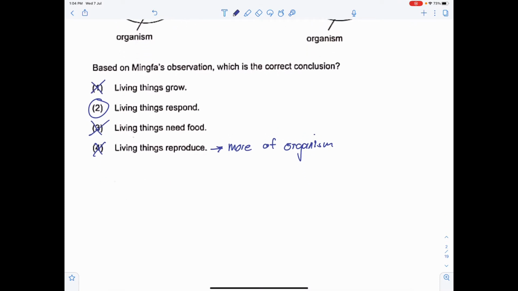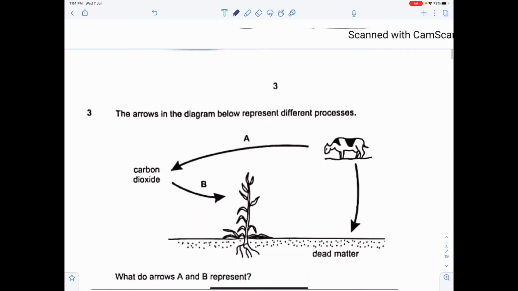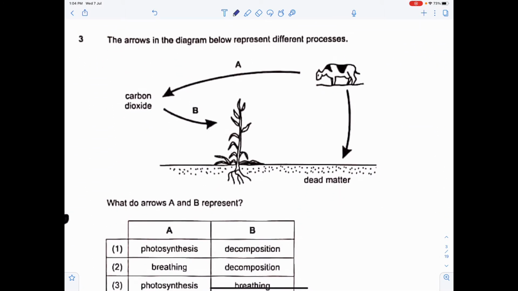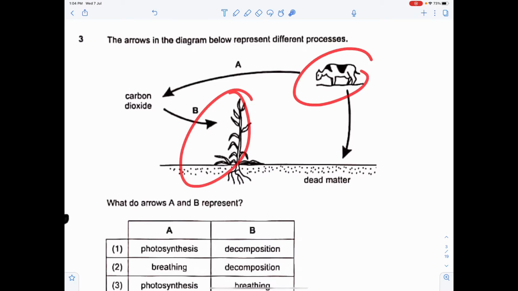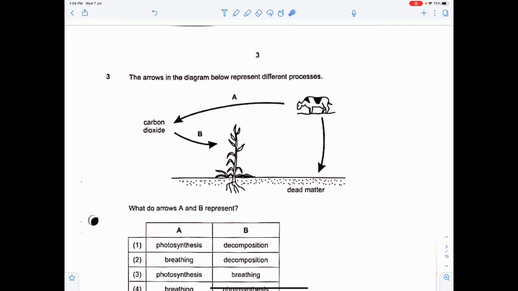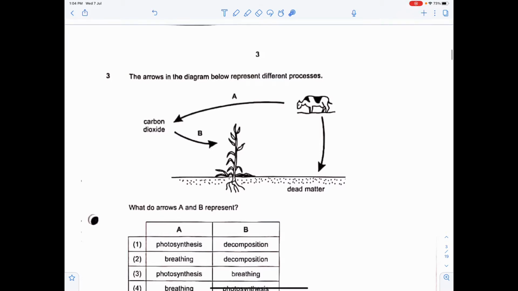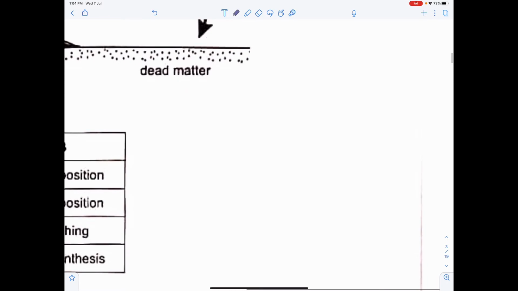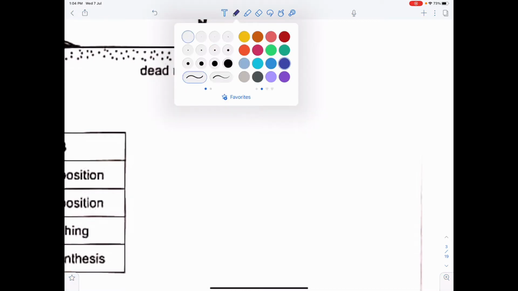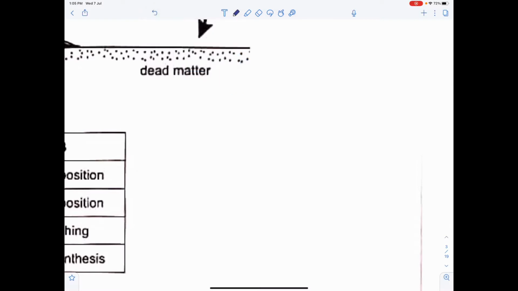Next. Number 3, the arrows in the diagram represent the different processes. Once again, I see things like carbon dioxide, plant, and animals. Right off the top, I'm guessing that this is a photosynthesis or a respiration question. I've told students many times, the most important thing to do is to write down the word equation for photosynthesis and respiration right at the start so that you don't get confused. I'm just going to pen it down really quickly for you once again. I know that this has been repeated many times, but it's really key to answering questions.